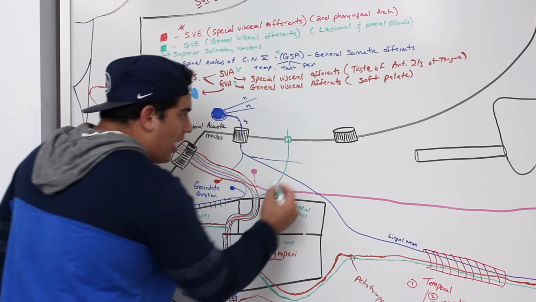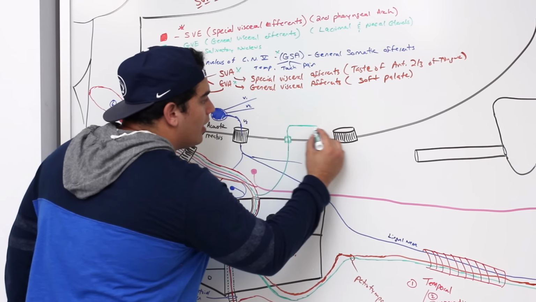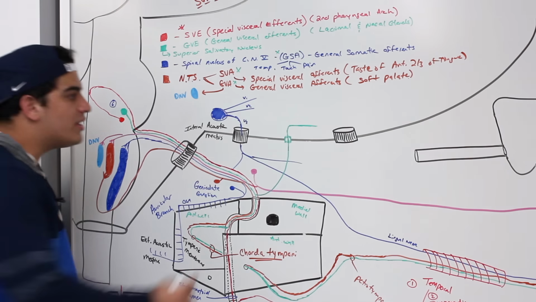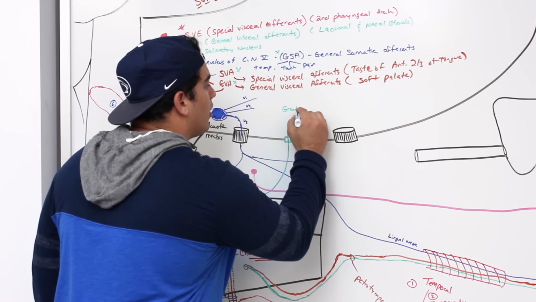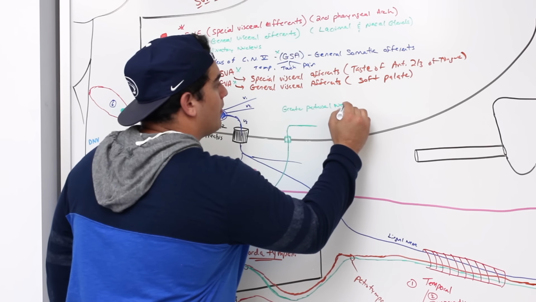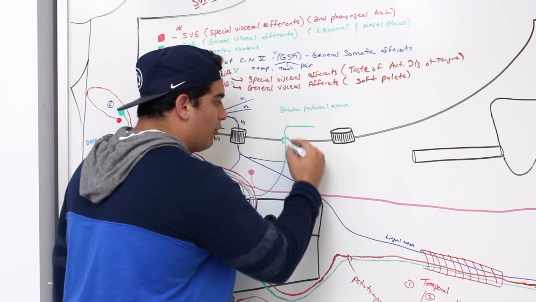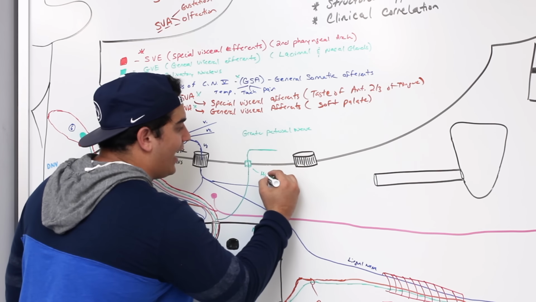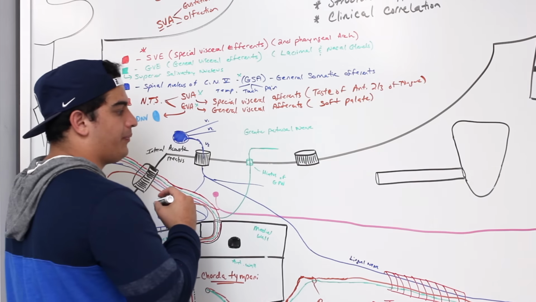So what happens is it'll come off here, it'll move through this tiny hiatus, and it'll move through the middle cranial fossa. And what is this nerve here called? This nerve is called the greater petrosal nerve. The greater petrosal nerve will continue to move forward and forward. So it moves through, what's this little thing here called? It's called the hiatus of greater petrosal nerve.